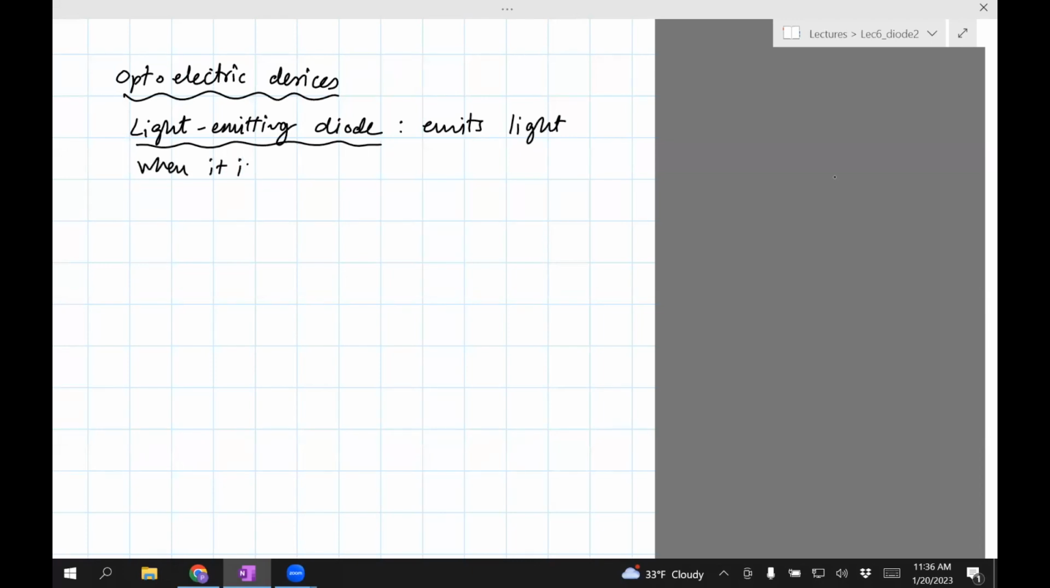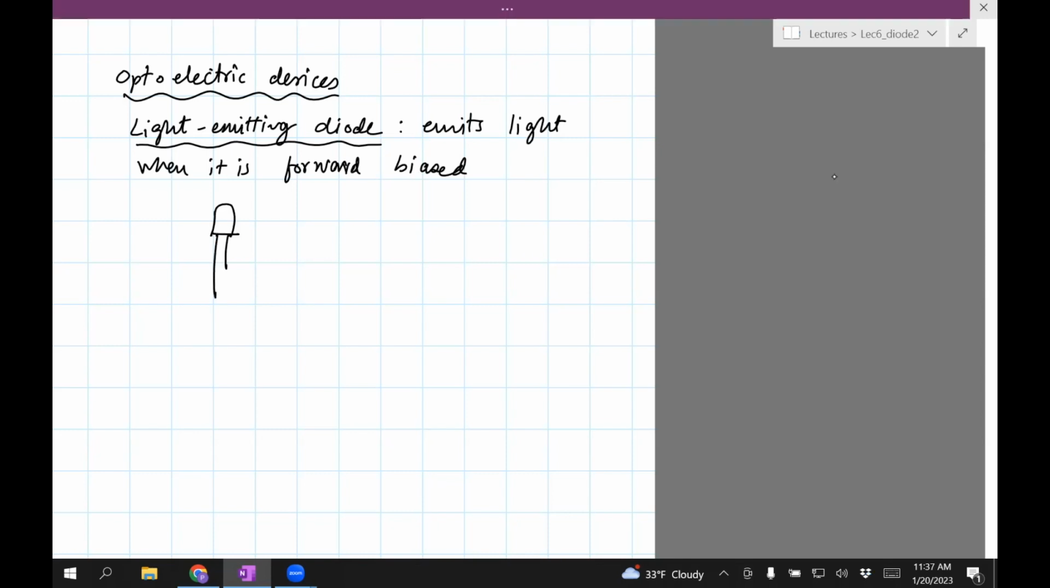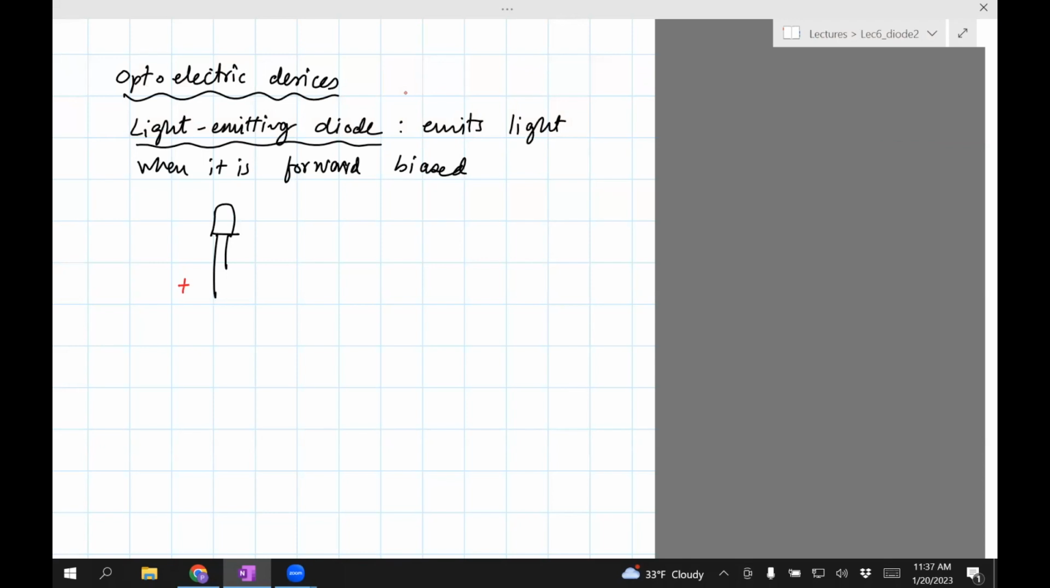when it is forward biased. Okay. If you buy it, you will see that it will look like a bulb with two leads. The positive lead is the longer one. The shorter one is the negative. So longer is positive for the P, and that's how you know how to connect it.